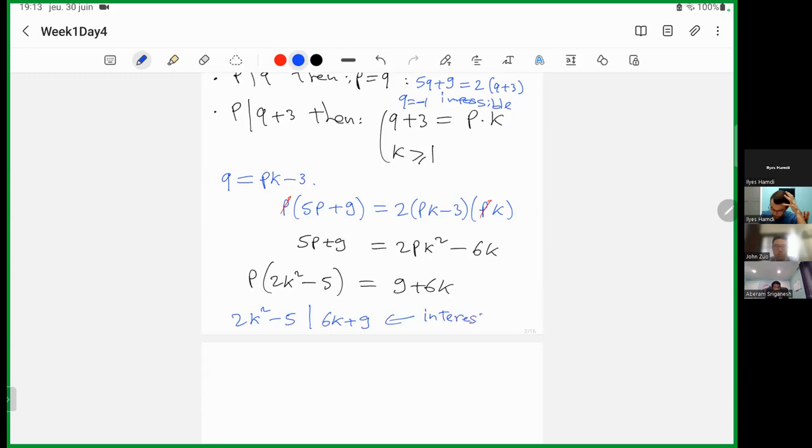Can you guys tell me why? So why do I think this divisibility is interesting and will help us find the value of k? Why is that? What do you think, guys?